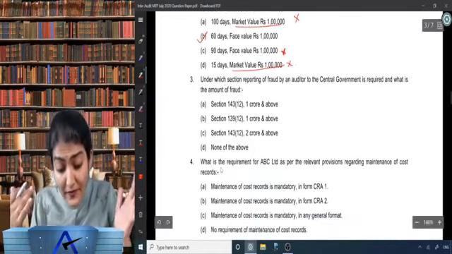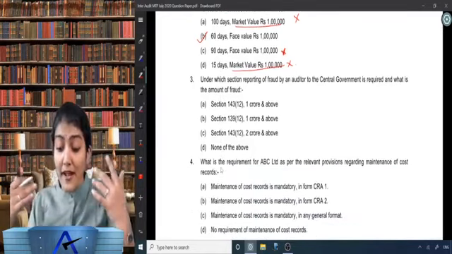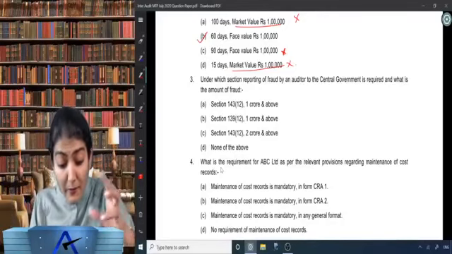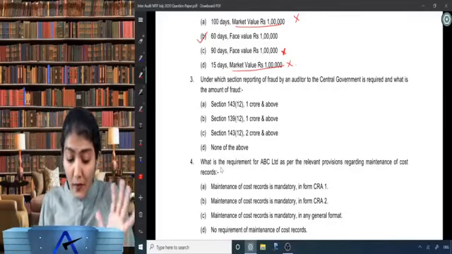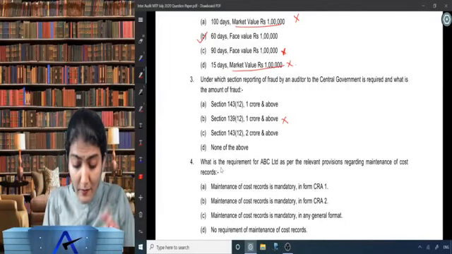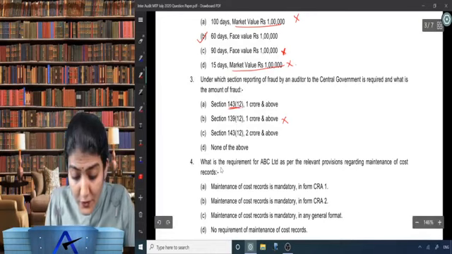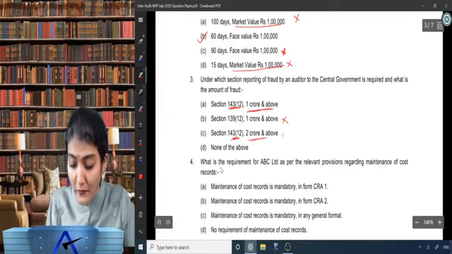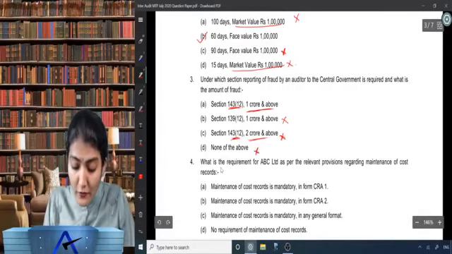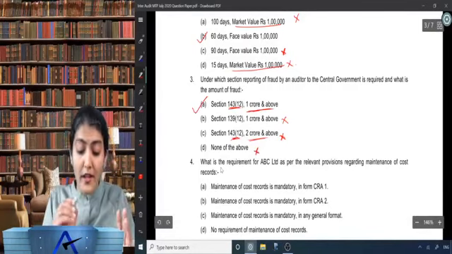Okay. Under which section is reporting of fraud by an auditor to the central government required, and what is the amount of fraud? So 139.12 is anyways not right, and none of the above is also not right. So 143.12, 143.12, and then 1 crore and above and 2 crore and above. So there is no 2 crore and above over there. It is 1 crore and above. So none of the above is also not there. So A is the correct option. Section 143.12 and 1 crore and above.